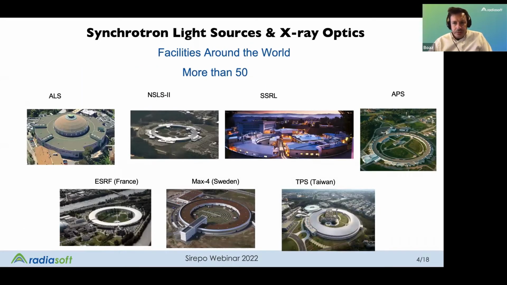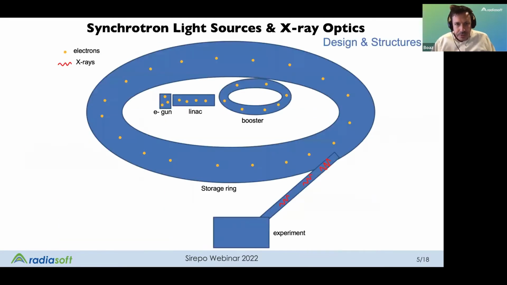So there are 4 different synchrotron light source facilities in the U.S. There's the ALS, the NSLS2, the SSRL, and the APS. And there's also a large number of facilities around the rest of the world. I show a couple further here: the ESRF in France, the MAX4 in Sweden, the Taiwan photon source in Taiwan. So we're going to be talking about these facilities and some of the modeling involved.